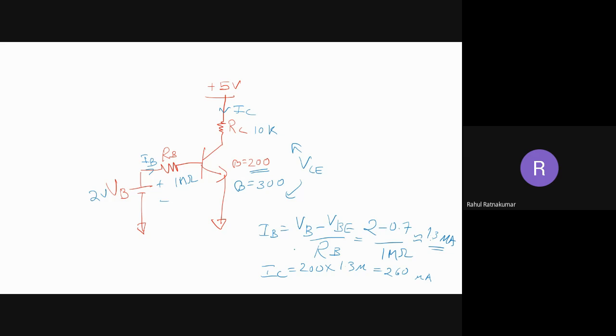Okay, now this is the first current. So now the current is fixed at IC is 260 micro, and we can also calculate VCE, right? VCE is nothing but 5 volt minus ICRC. That means 5 volt minus IC, 260 micro, into RC, 10K. So this comes around 5 minus 2.6, which is around 2.4 volt something. Okay, this is my operating point.